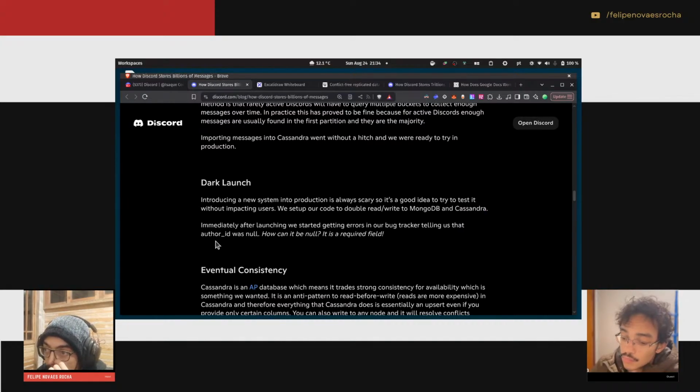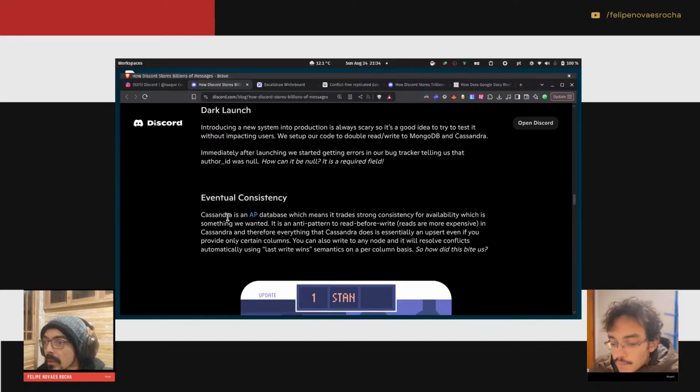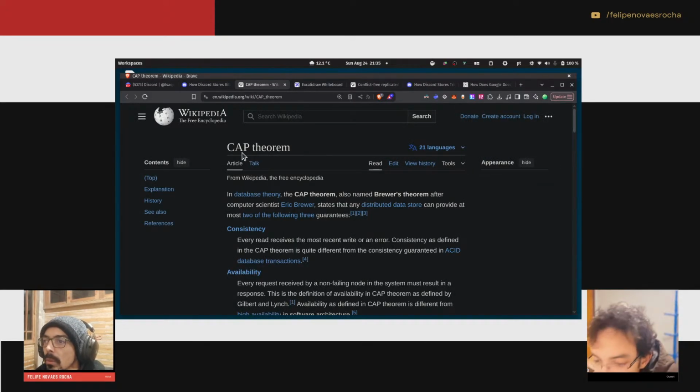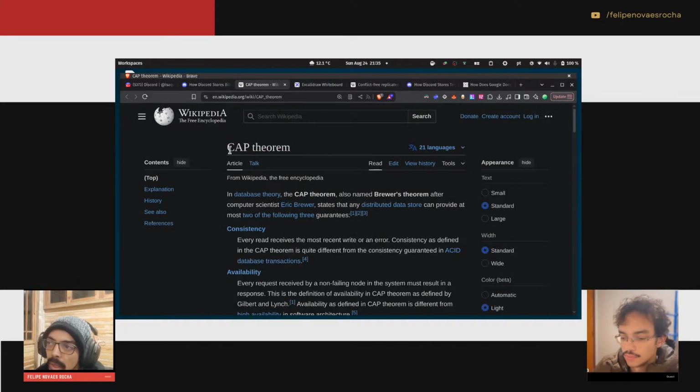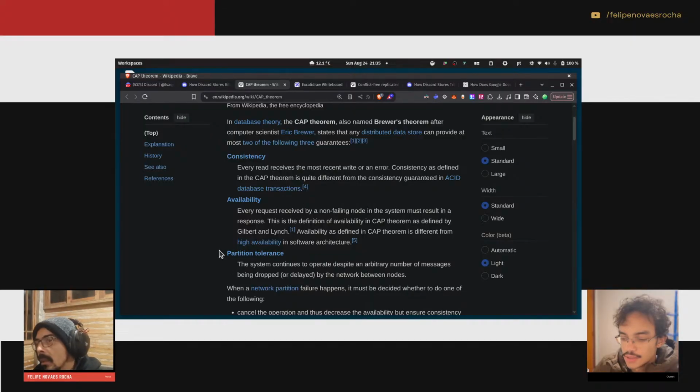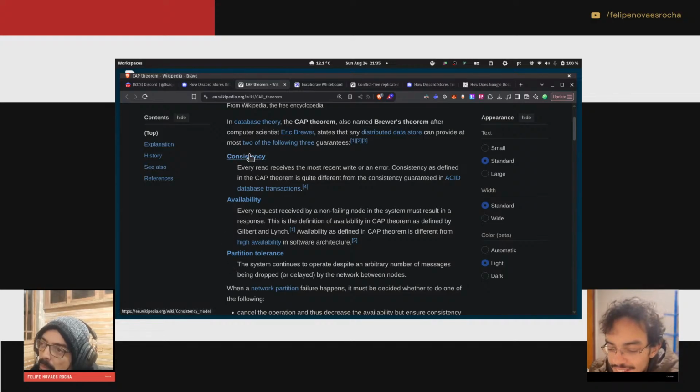Nice. So eventual consistency. Cassandra is an AP database. Why is that? That's a good one. So we have a theorem called CAP. I think it's consistency. I don't remember the A. Availability, and then partition tolerance. Yeah, I was trying to remember by myself. So consistency, availability, and partition tolerance.